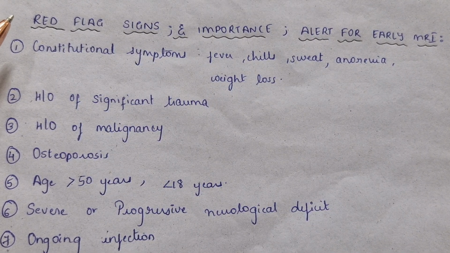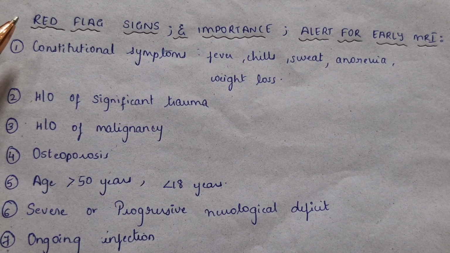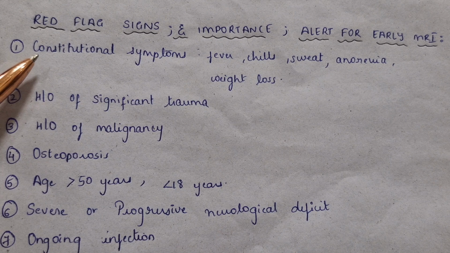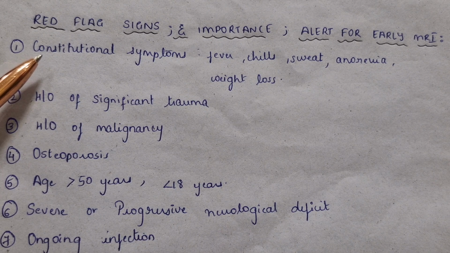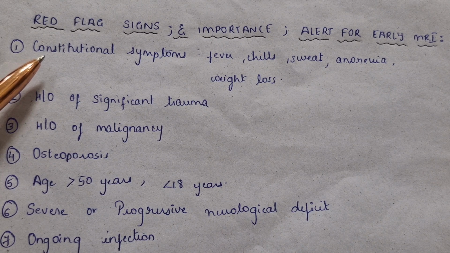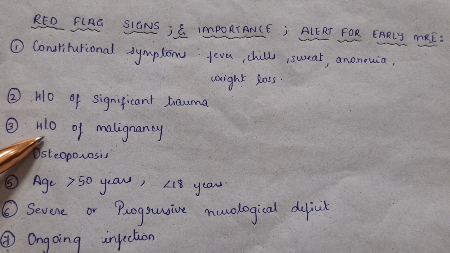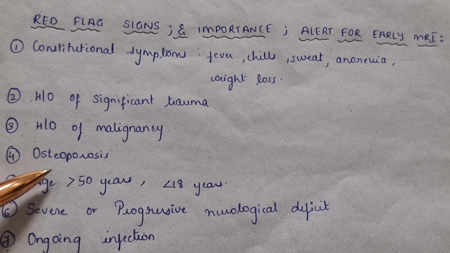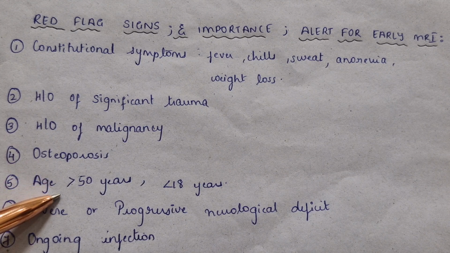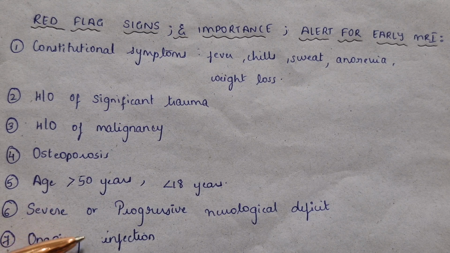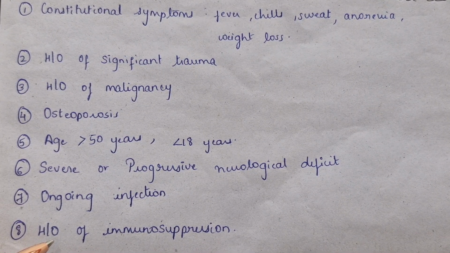Red flags, signs, and importance alert for early MRI. This includes constitutional symptoms like fever, chills, sweat, anorexia, and weight loss, history of significant trauma, history of malignancy, osteoporosis, age more than 50 years and less than 18 years, severe or progressive neurological deficit, ongoing infections, and history of immunosuppression.